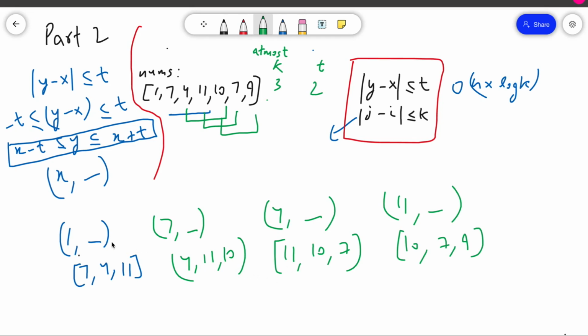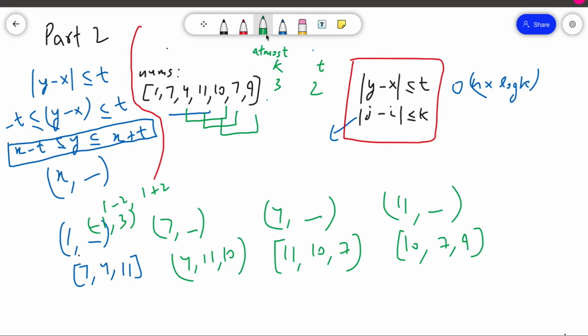So we also know the range of the second number. If the first number is 1, the range becomes 1 minus 2 to 1 plus 2, that is minus 1 to 3. So we just need to see whether there exists a number in this array that lies in the range minus 1 to 3. There is not any number. And also note that we don't really need to iterate through this whole array 7, 4 and 11.